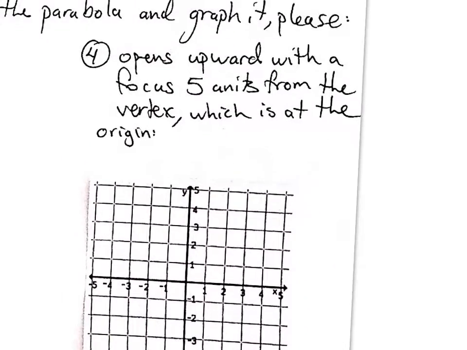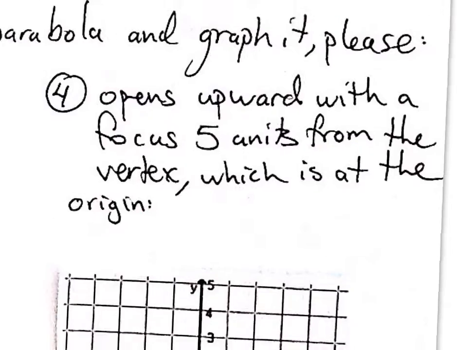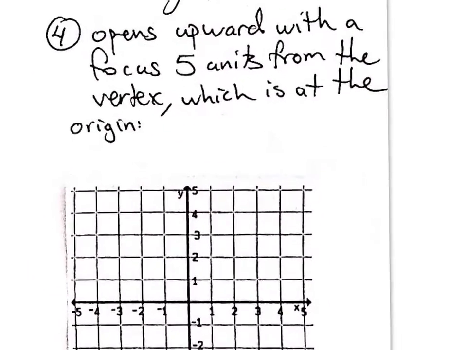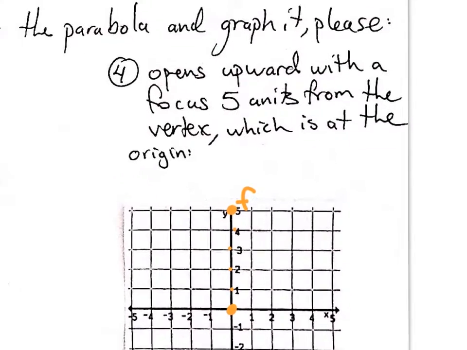Oh, here's our question. Got confused. It opens upward with a focus 5 units from the vertex, which is at the origin. So it's like playing Clue. Here's our vertex, and it's 5 units: 1, 2, 3, 4, 5. So up here is our focal point. This is going to get messy.